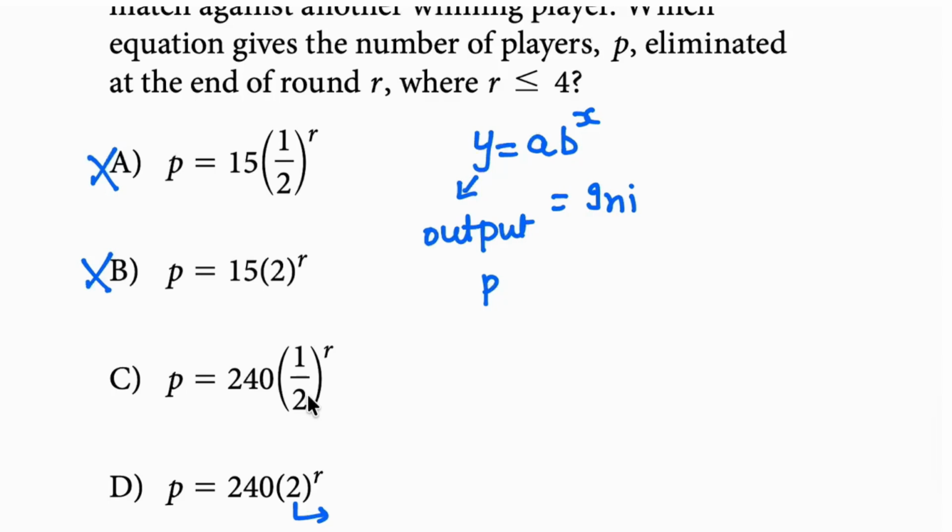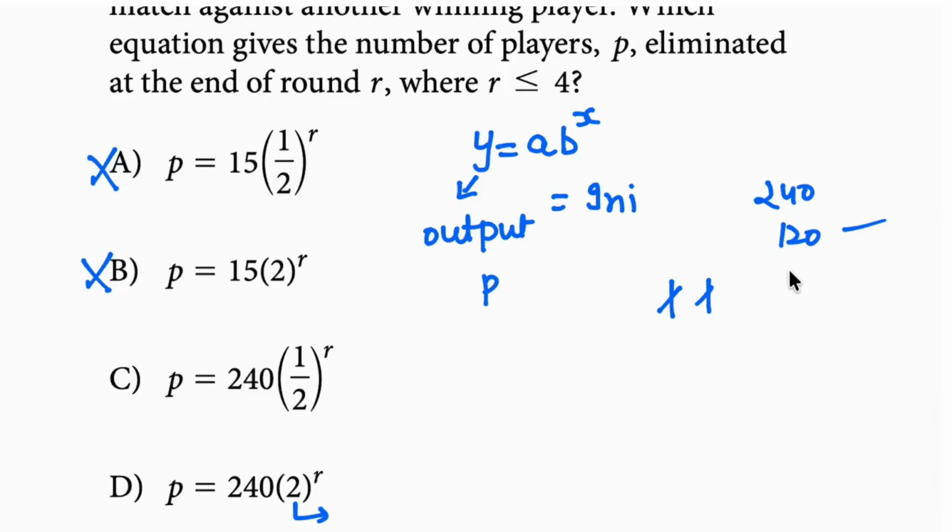This equation is saying the number is getting halved, and definitely it is getting halved, because out of two players only one is left, right? And this happens, for example, in the beginning there are 240 players, they are playing with each other, so 120 win, 120 lose, so 120 are deleted.